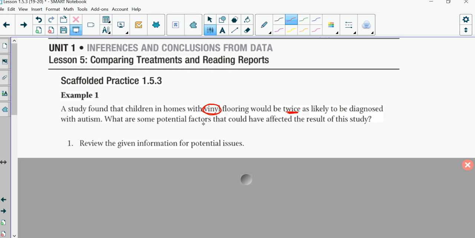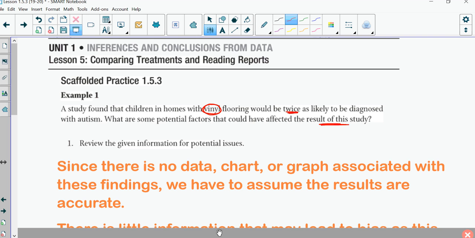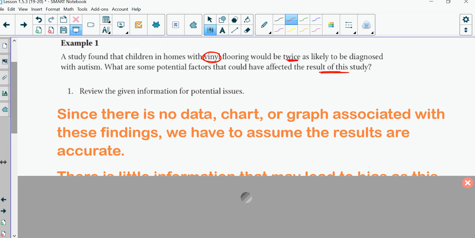What are some potential factors that could have affected the result of this survey? Review the given information for potential issues. So here's what this is looking for, and you're going to want to write this down. Since there is no data, no chart, no graph associated with these findings, we have to assume that the results are accurate. You don't want to read a question and assume that it's wrong. You can assume that it's accurate. You just want to question its validity or where it's coming from.